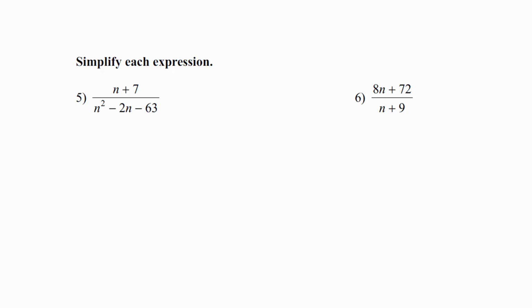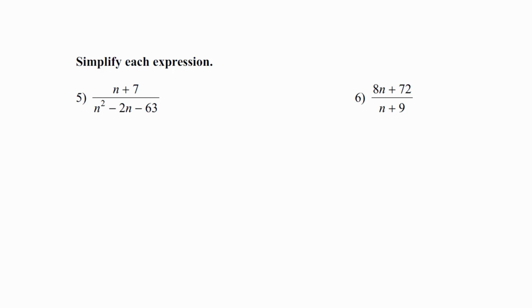So we have the bottom here, which we can factor. As we're looking at simplifying these fractions, either everything has to be divisible by the same thing. So n plus 7, n squared, negative 2n, and negative 63. Either we have to be able to divide all of them by something, or we have to be able to factor.